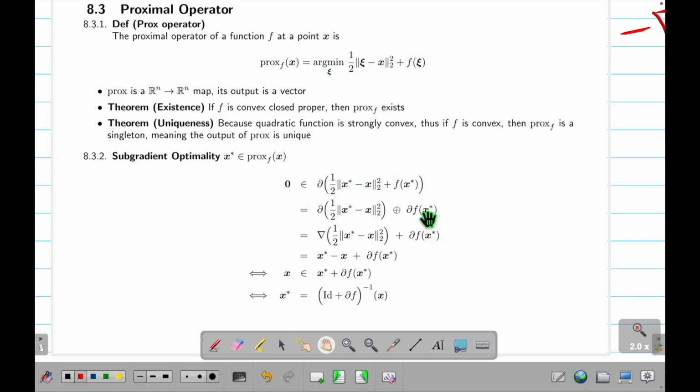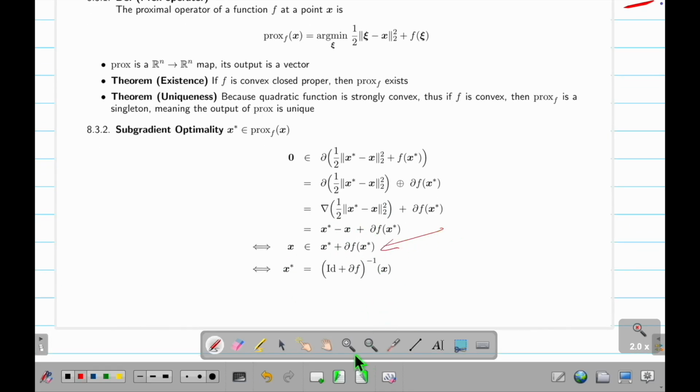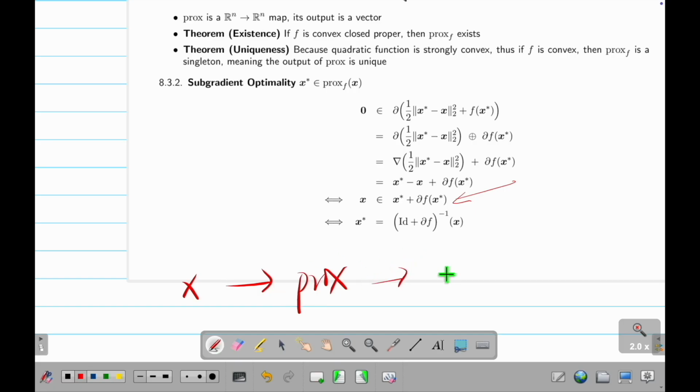I can split them because this is now a singleton. I don't need to worry about crazy addition. Now I apply a plus. I have this gradient, you know how to differentiate. So this is just x star minus x. I have this expression. What is the expression? It's saying that it will give me our output x star, right?